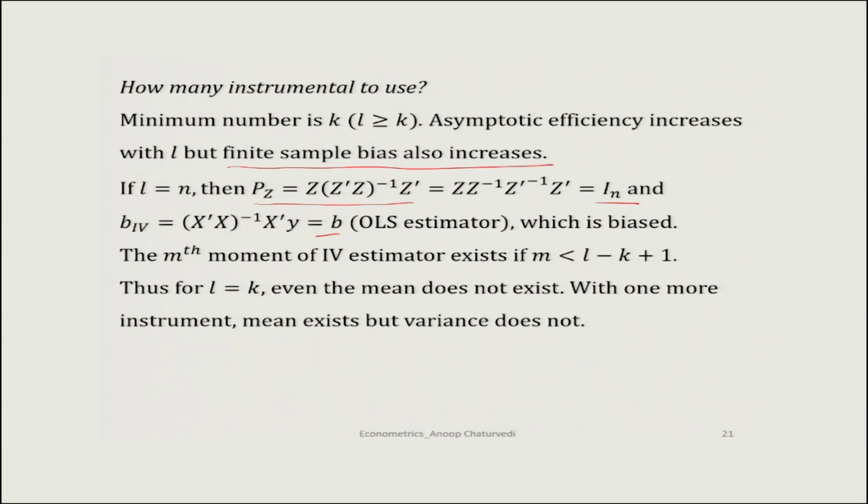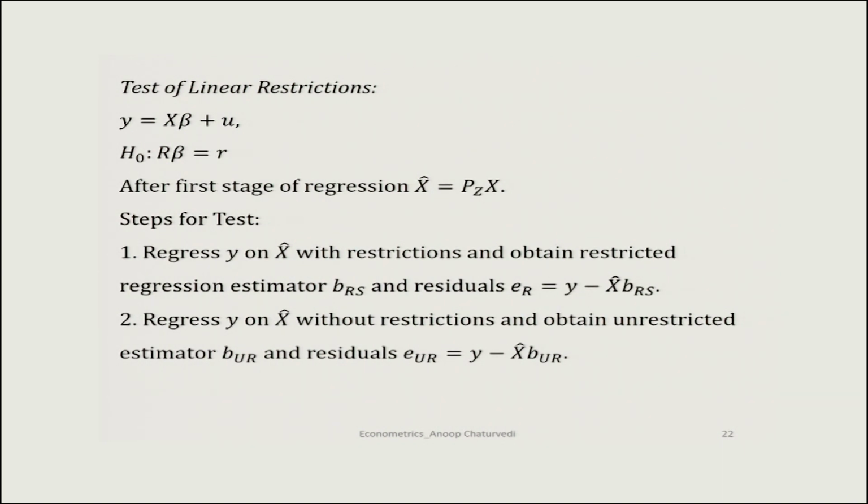Further, I have not proved this result, but the mth moment of the instrumental variable estimator exists if m is less than L minus k plus 1. So, if L is equal to k, even the mean does not exist. That is why we have not considered the bias part here. We have just studied the asymptotic properties of the instrumental variable estimator. With one more instrument the mean exists, but the variance does not exist.